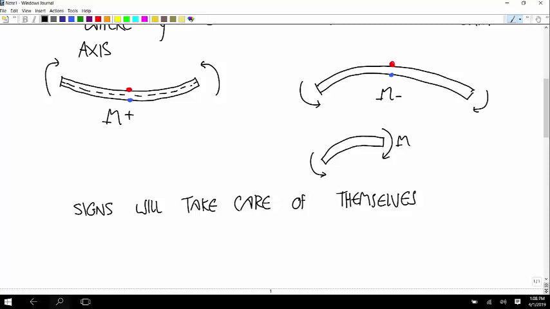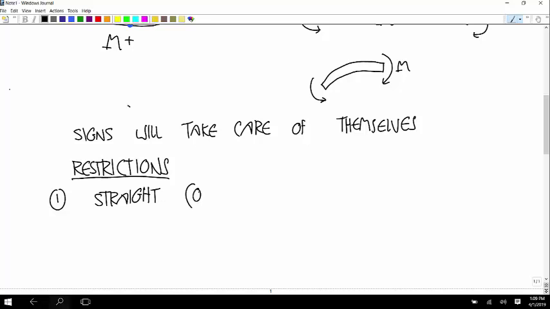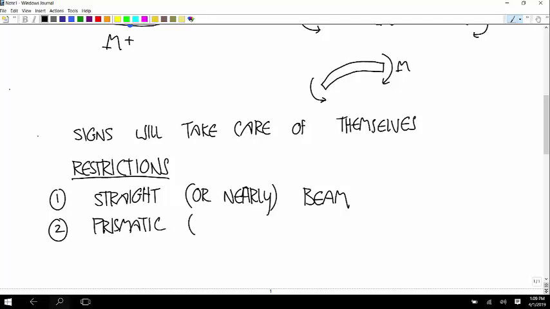And then the other thing we have to consider is we have to know what the limitations are on the shapes of the beam. So, beam restrictions. There are three of these. Anyone remember any of them? Are you remembering or are you reading your notes? Okay. Yes, straight, or nearly straight. Prismatic. Prismatic.